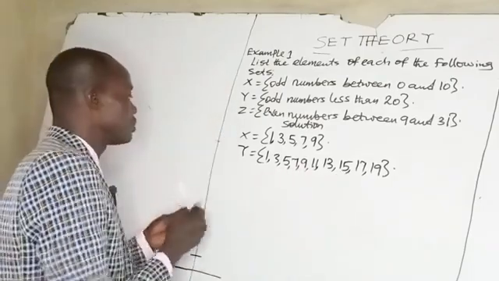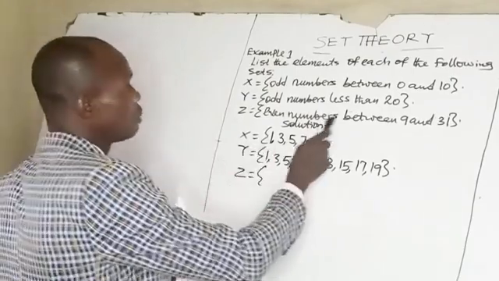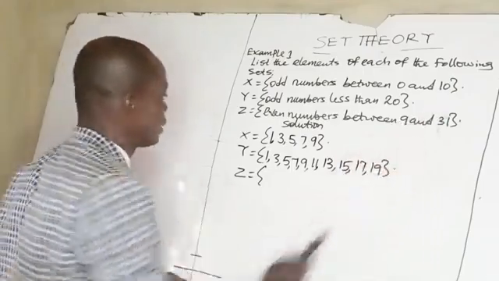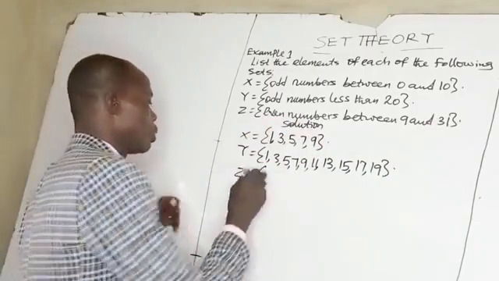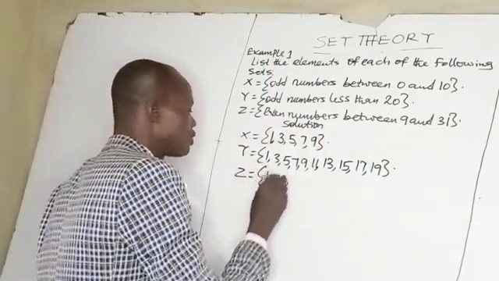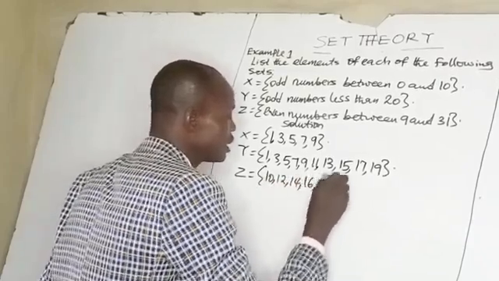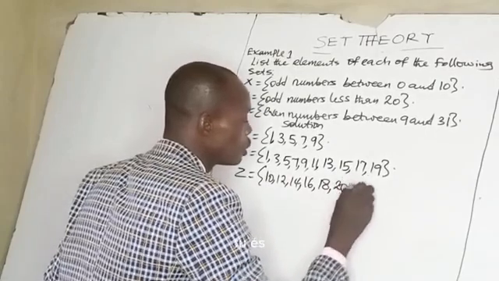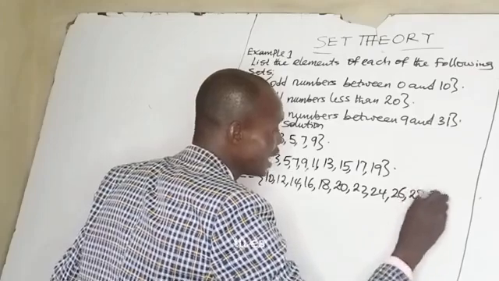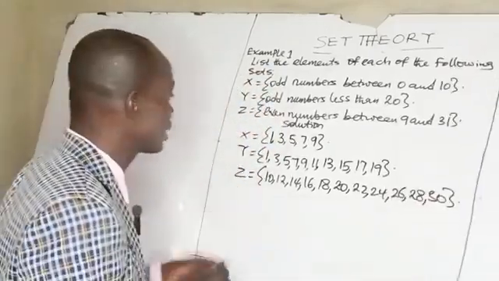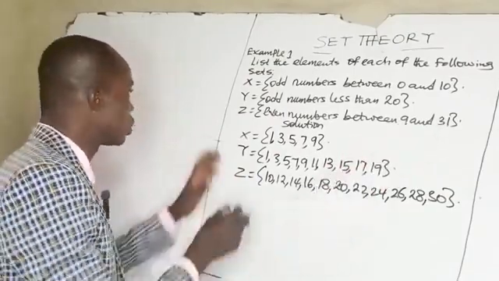Then we have Z. Set Z, even numbers between 9 and 31. Even numbers are numbers that can be divisible by 2. So we have 10, 12, 14, 16, 18, 20, 22, 24, 26, 28, and 30. That is even numbers between 9 and 31. So that is the solution to example 1.